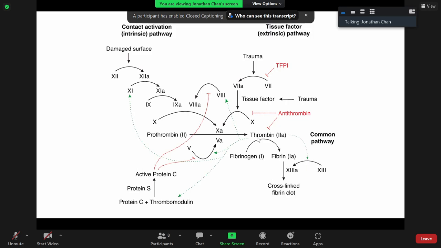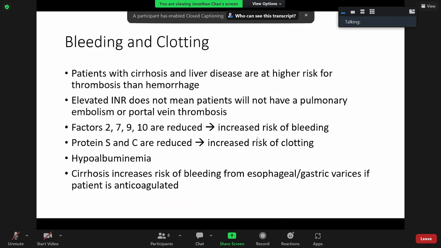So here's an example of the clotting pathway, which we've all learned about a little bit, that basically shows the different factors that contribute to both the intrinsic and the extrinsic clotting pathways. And we're going to talk about in the next slide why that's important. So patients with cirrhosis and liver disease are at higher risk of thrombosis than hemorrhage, which can be an interesting point.